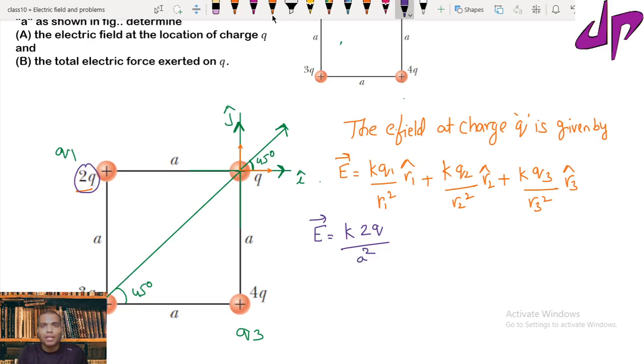And the direction, here the r1 cap is the direction, but here the direction I have taken along the unit vector direction I cap, plus k times q2, the charge 3q, by r2 square. This is the distance from here to here, the diagonal. So you can use the Pythagorean theorem. By Pythagorean theorem, this distance r equals the square root of a square plus a square, it becomes 2a square. But in the formula it's r square, so it is given as 2a square.